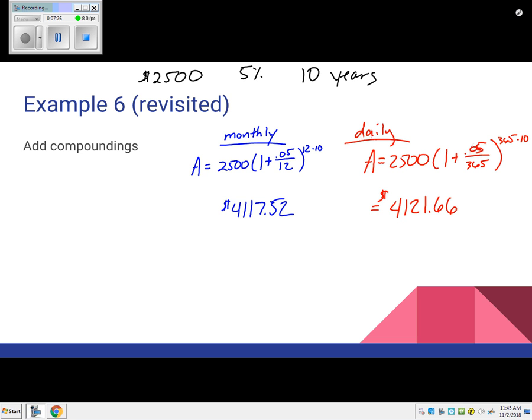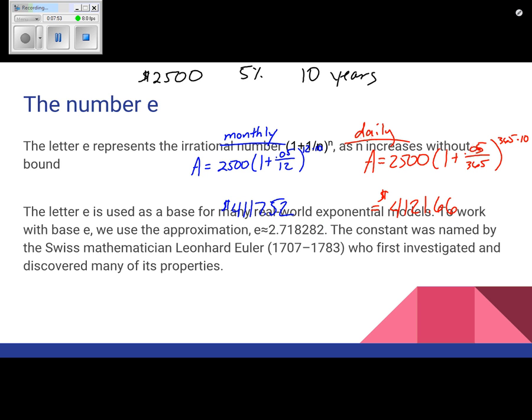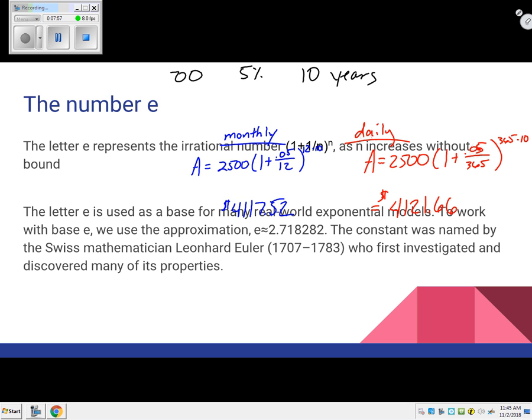And we get to the idea of, well, how many times should it get compounded? Could we go monthly? Could we go daily? Could we go hourly? Could we go every minute? Could we go every second? We get to the point where we could just compound this continuously. And that's what this mathematician Euler started working with, and he came up with this number e.